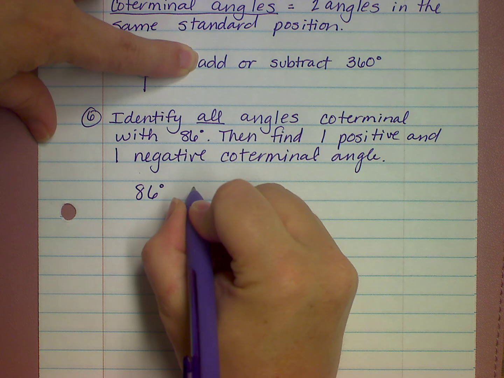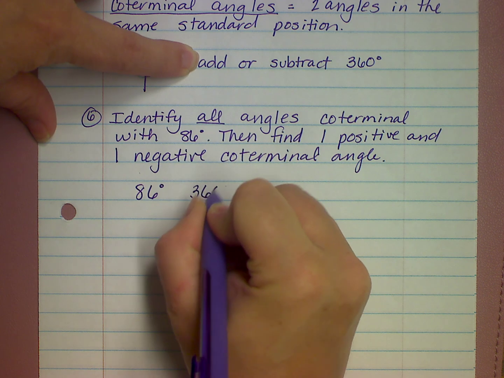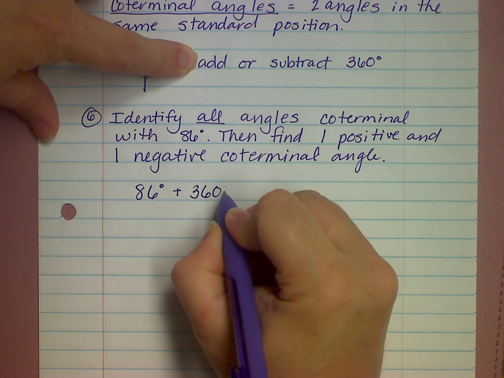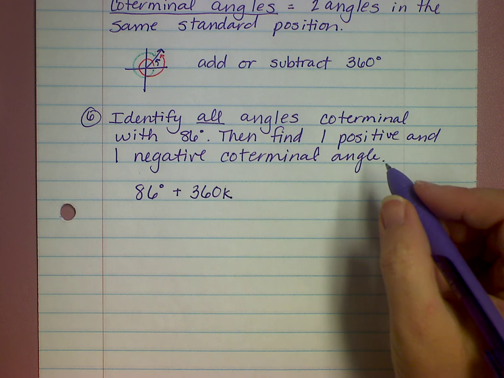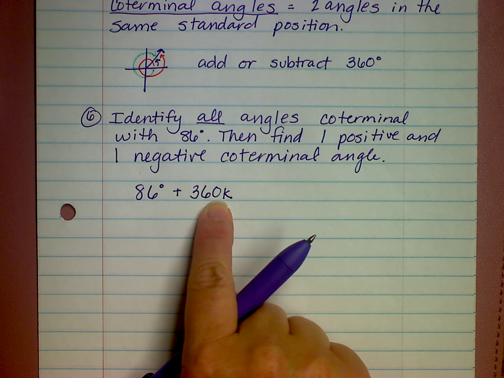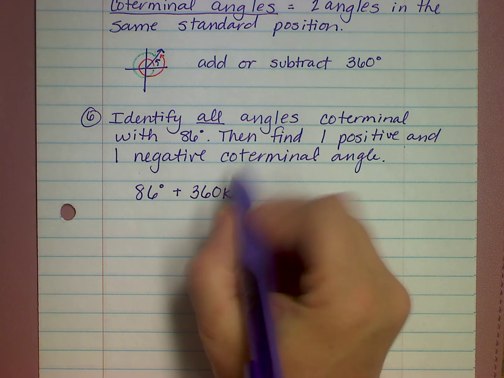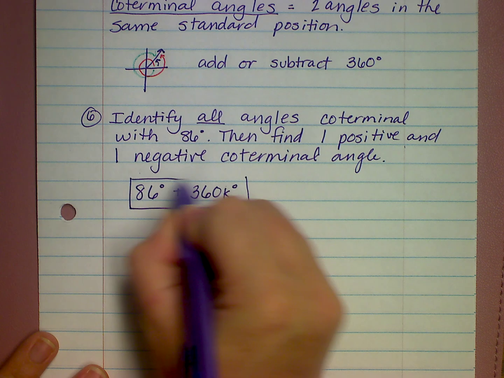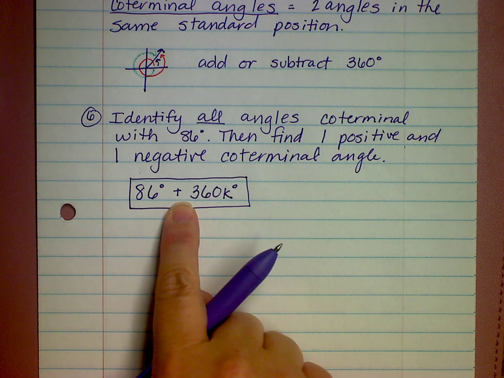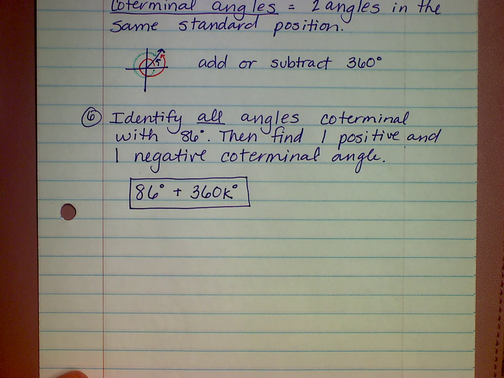So anytime I take 86 degrees and I add or subtract some multiple of 360, I could add or subtract 2 360s or 3 360s or 4 360s. They're all going to be coterminal. So when it asks for all angles coterminal, you just slap on this plus 360k, and that's going to give you your formula to find any angle that's coterminal. So?